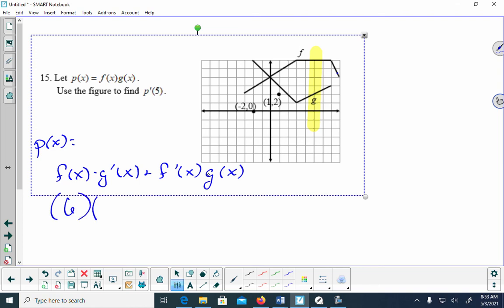So here's g of x. I want the slope of this line. Well, I have this point here. I have this point here. I'm going up 1, 2. So my rise is 2. My run is 1, 2, 3, 4. So my run is 4. So 2/4 or 1/2.